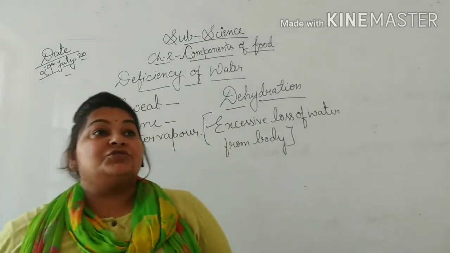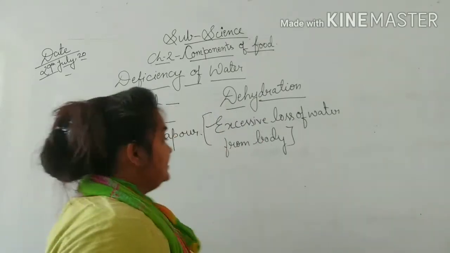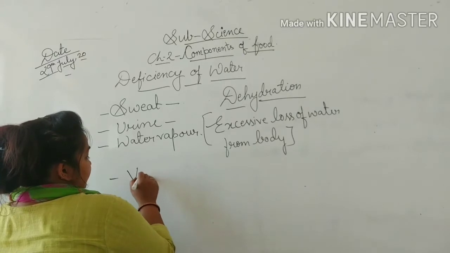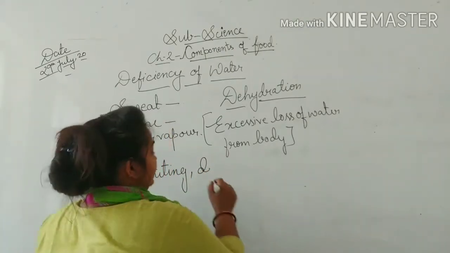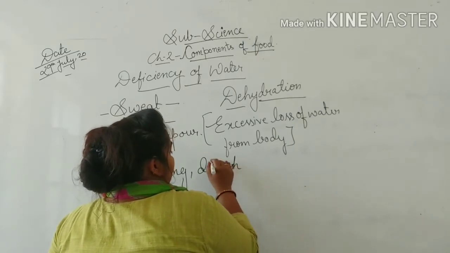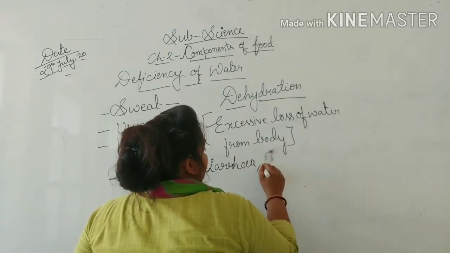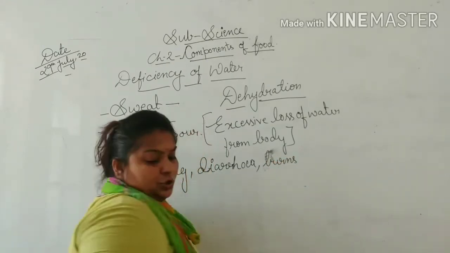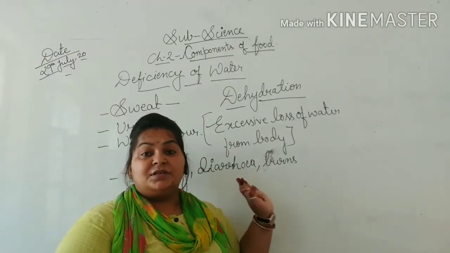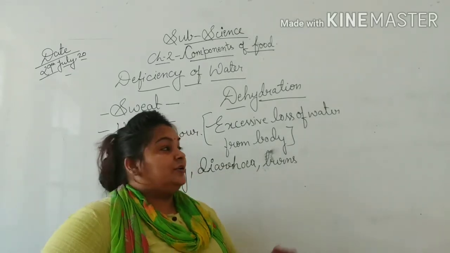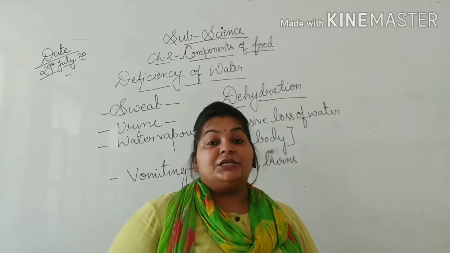Now what happens if the loss of water from our body increases? Then vomiting, diarrhea, burns, heat stroke and so on. Due to these, our body suffers from this type of problems. Okay, so during dehydration the body not only loses water but also loses some minerals like potassium and sodium.